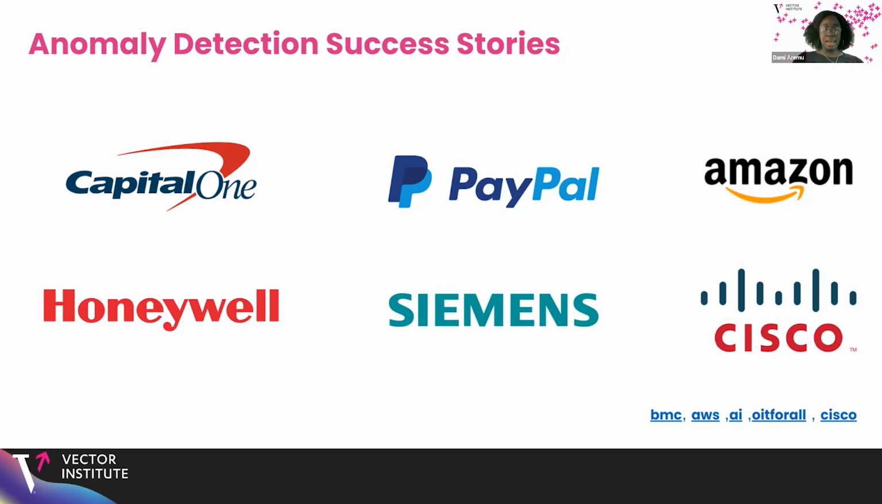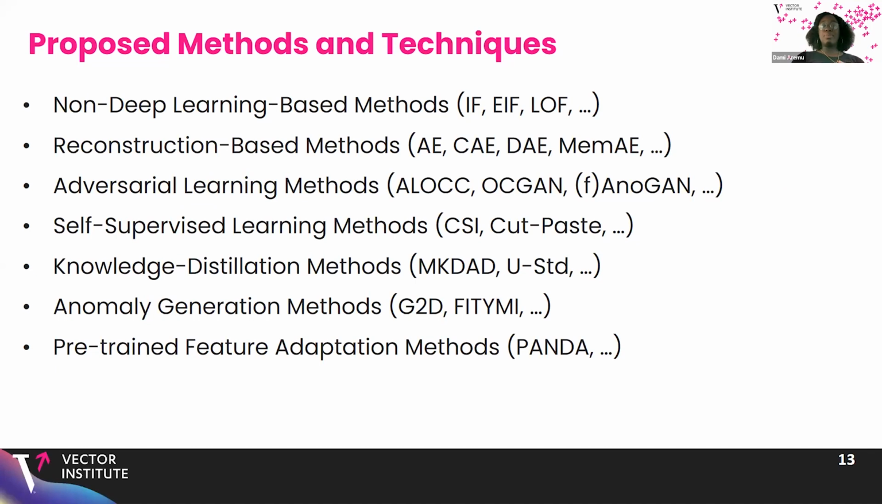Lastly, Cisco used anomaly detection to monitor its network traffic and detect potential cyber threats, improving cybersecurity defenses and preventing cyber attacks. So for this bootcamp, the proposed methods and techniques, we have a lot of them that we intend to use for the bootcamp. We have the non-deep learning based methods, reconstruction based methods, and going down the list.